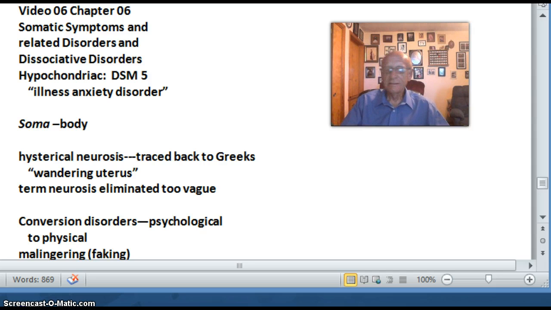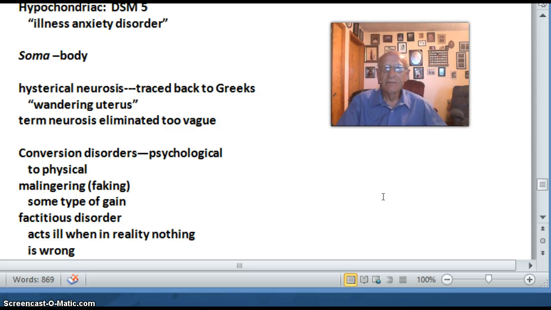And looking at this, then, we have a conversion disorder. A conversion disorder is merely taking some psychological process, some aspect that goes on in the mind, and converting it to a physical symptom.